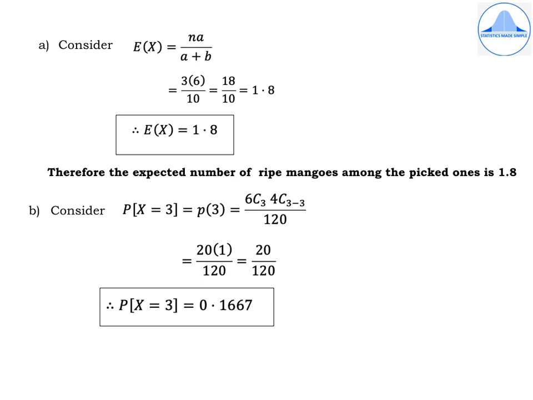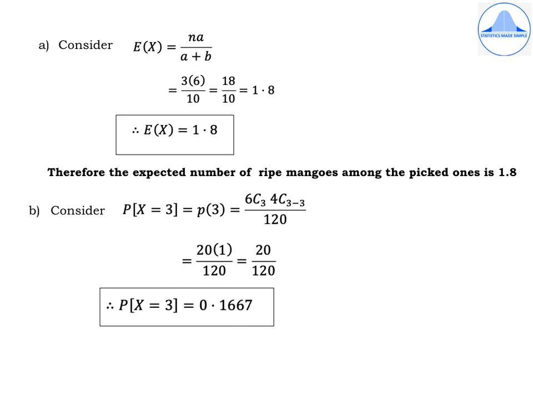In the first subdivision, we need to find the expected number of ripe mangoes. So expected number of ripe mangoes means we'll use the E of x formula. E of x equal to nA divided by A plus B, which is 3 into 6 divided by 10, which is 18 by 10 or 1.8. Therefore, the expected number of ripe mangoes among the picked ones will be equal to 1.8.